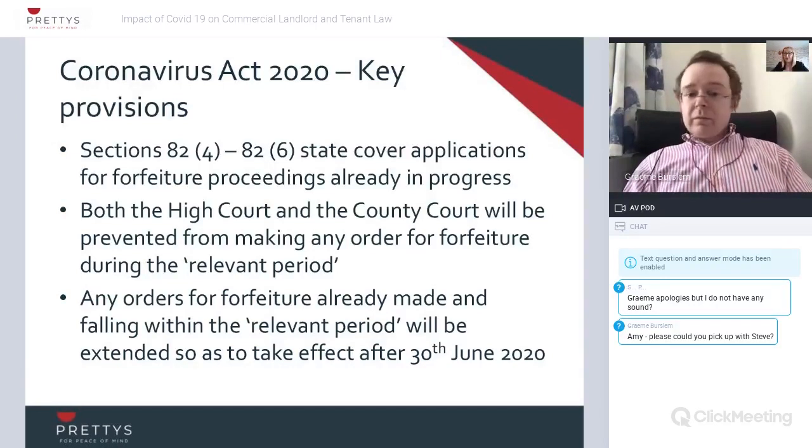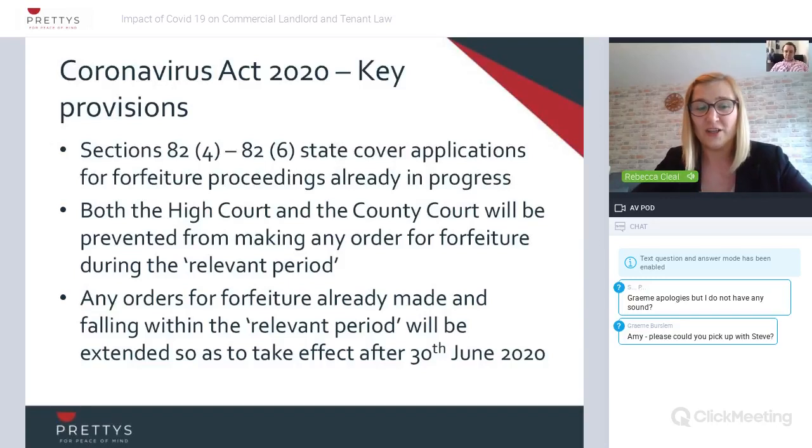Well, funny you mention that, Graeme, because that's what my next slide covers. So well done for that lovely introduction. Yes, there is nothing preventing the parties from making an application under section 146 now, but section 82.4 and 82.6 of the Coronavirus Act state that any applications in progress will effectively be put on hiatus. So even if you were to submit an application for forfeiture, it won't even be looked at until after the 30th of June.